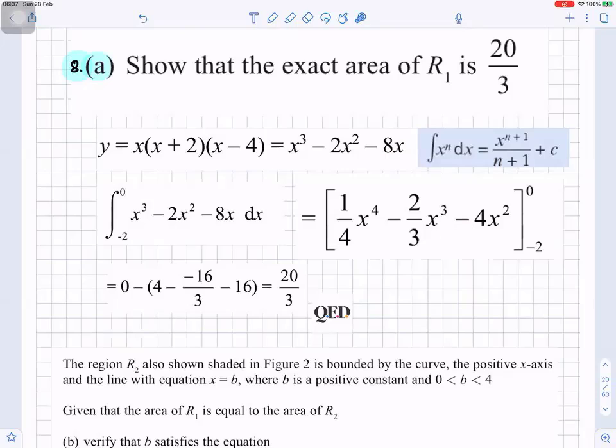And you would substitute the value 0 first, and then you substitute minus 2. When you substitute 0, you put 0 there, you put 0 there, and you put 0 there. All of that will be 0. So you get 0. After that, you put minus 2: minus 2 there, minus 2, minus 2. And that would give you 4 minus 16 over 3 minus 16. And you put it in your calculator, you get 20 over 3. QED, because it says show that. So as required to show.